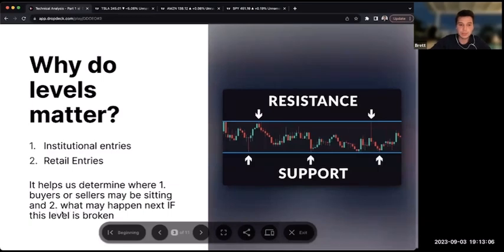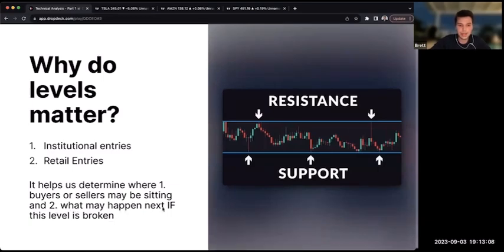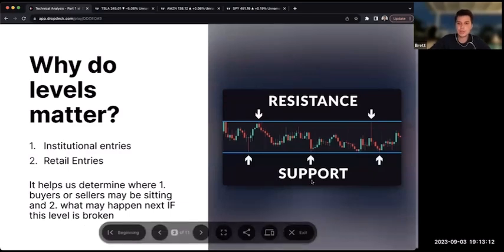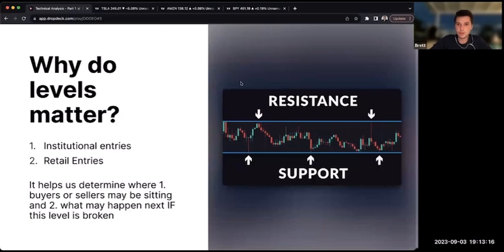And then two, this is probably even more important: what may happen next if this level is broken. This is super important because you have to understand the idea of AMT to understand this. Auction market theory talks about the idea that stocks move between levels, between ranges. And when a stock breaks above, let's just say there's a level here, a consolidation on Tesla.